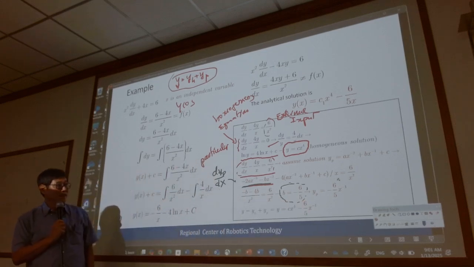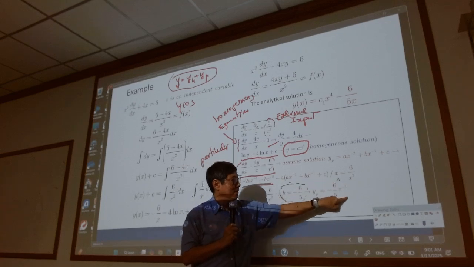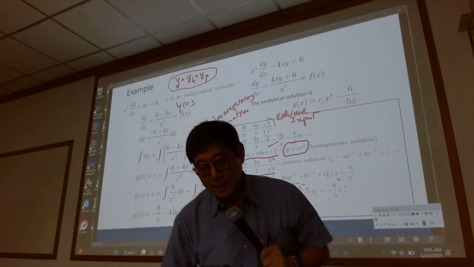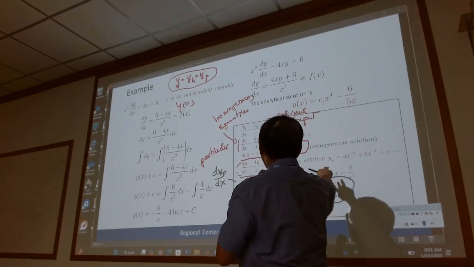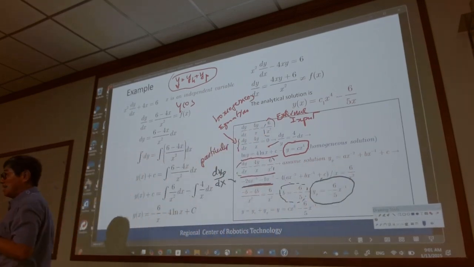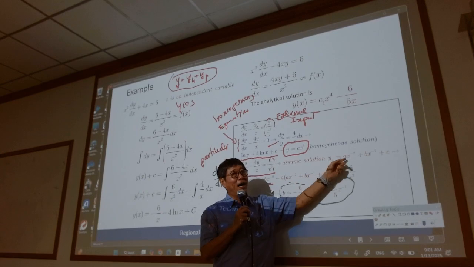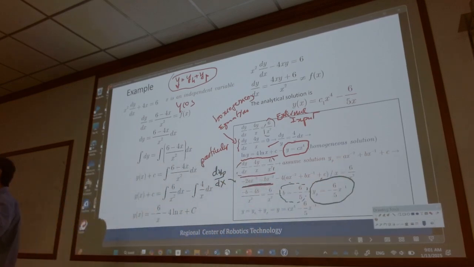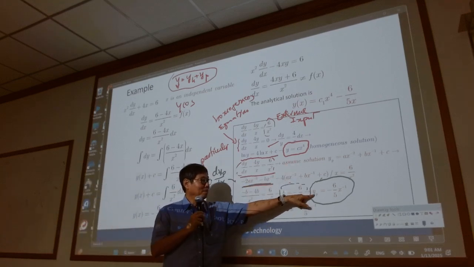So in that case, our y particular is equal to this one. So the y particular solution will be this one. If you make the wrong assumption, you cannot find it. So you have to know how to assume the form of your particular solution. So you have only B equal to minus 6/5.